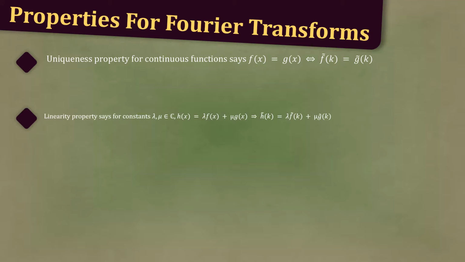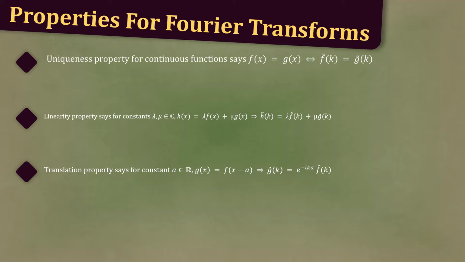The linearity property says that for constants λ and μ, complex numbers, we have that h(x) equaling λ f(x) plus μ g(x) implies that h̃(k) is equal to λ times f̃(k) plus μ times g̃(k).